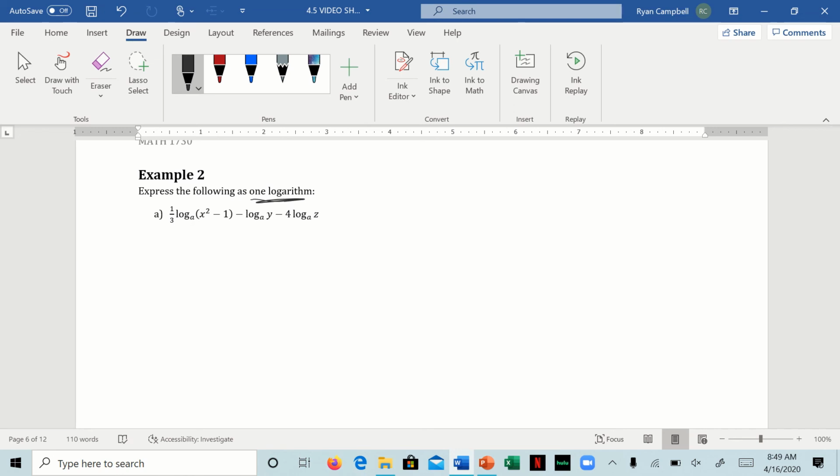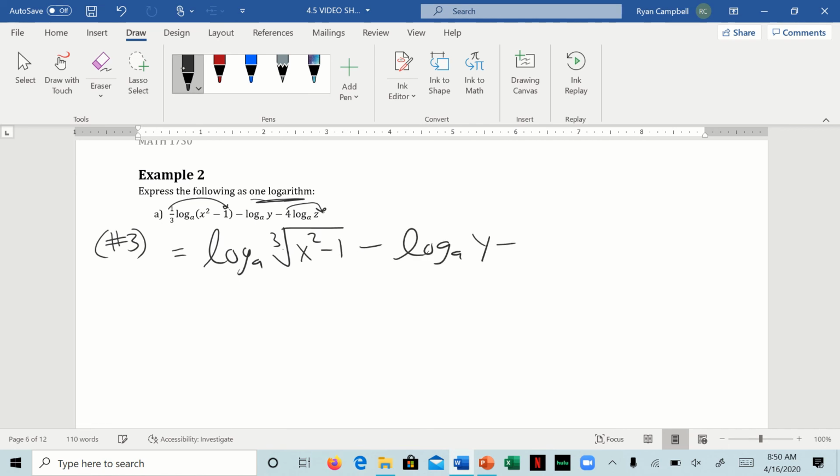So if you notice, we're doing 1 and 2 and then 3 first. So now we'll just have to go backwards, right? So we'll need to do number 3 first. So we'll put all the exponents on the logarithms. So we get log base a of the cube root of x squared minus 1, minus log base a of y, minus log base a of z to the 4th.